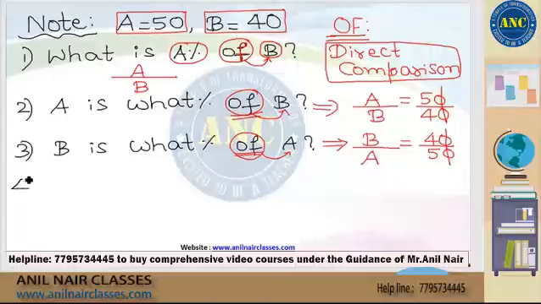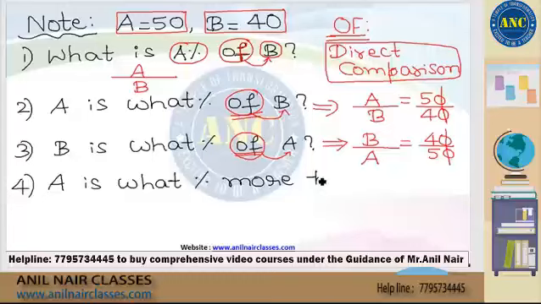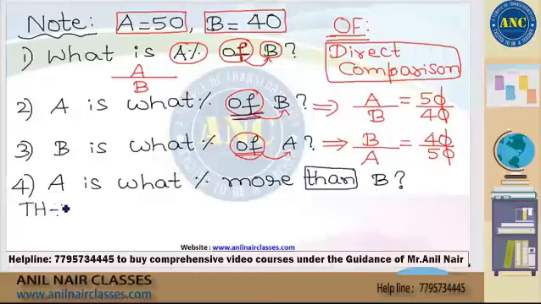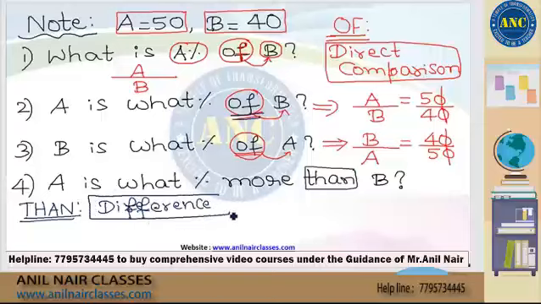Suppose, for example, your question is, A is what percentage more than B? Now listen carefully, sir. Very interesting another learning from this question. What we learnt: "of" is nothing but direct comparison. Here I am getting "than". "Than" is nothing but difference comparison. Simple, sir. "Of" is direct comparison. "Than" is difference comparison. Simple way of remembering.